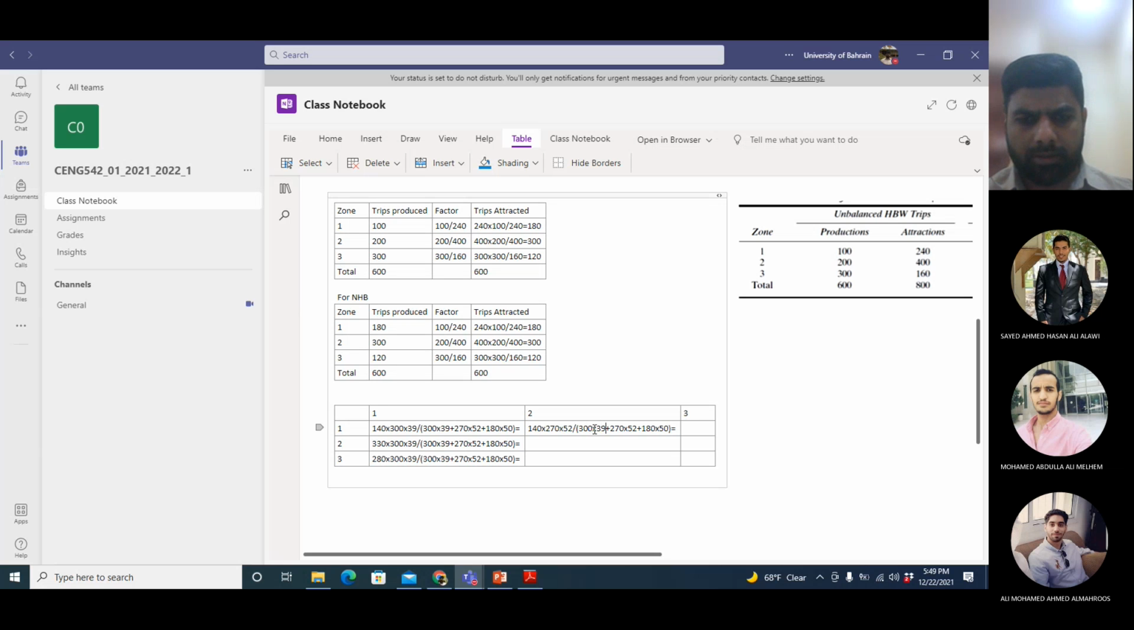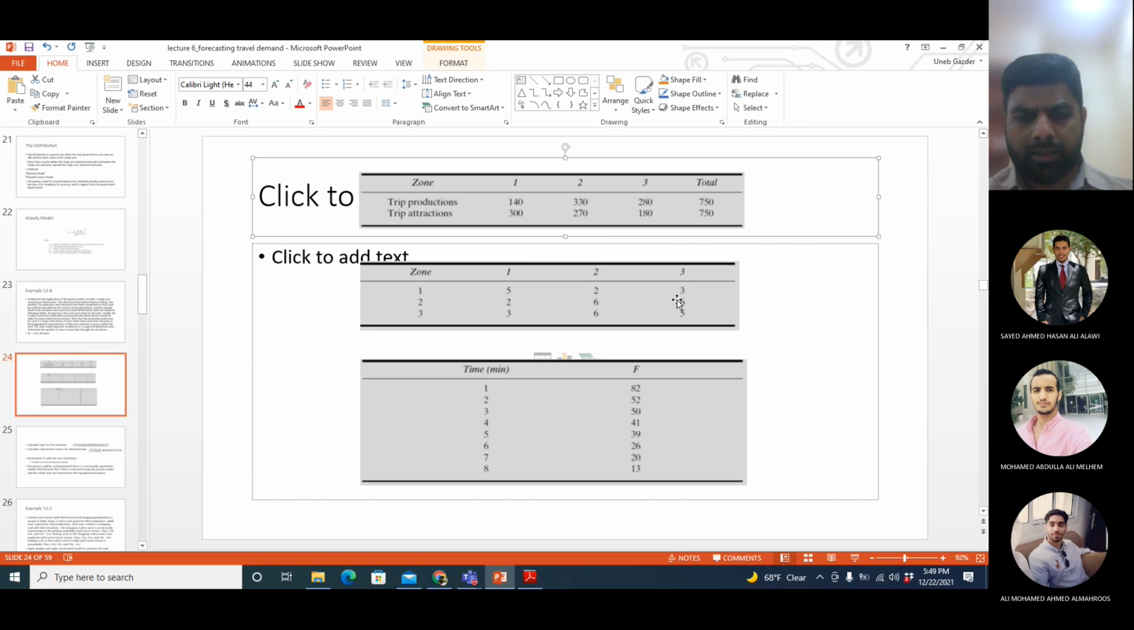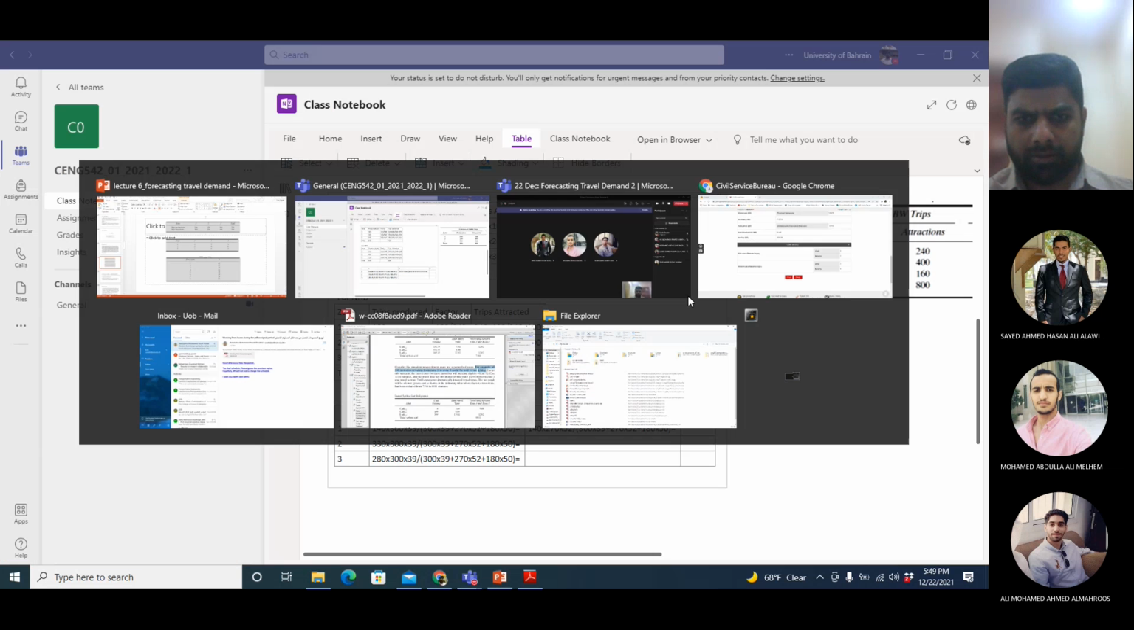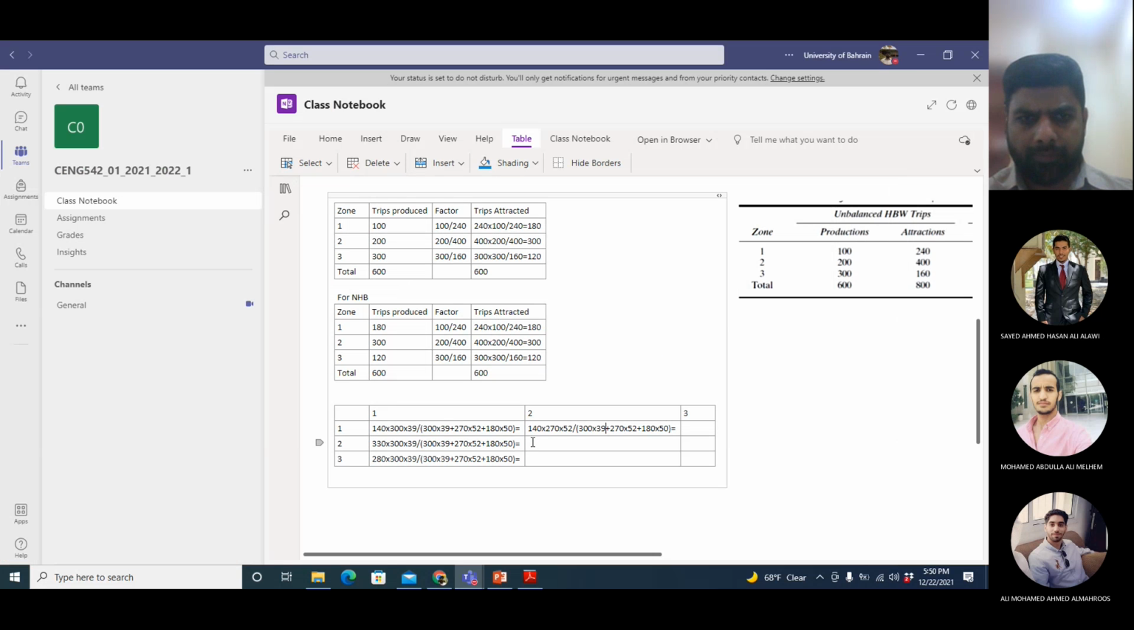So 300 is for zone 1. That's fine. 180 is for zone 3. That's fine. And 1 to 3, the travel time. That's fine. So this will be 330 into this entire factor. So only the numerator has changed. Then 280 into the entire factor.